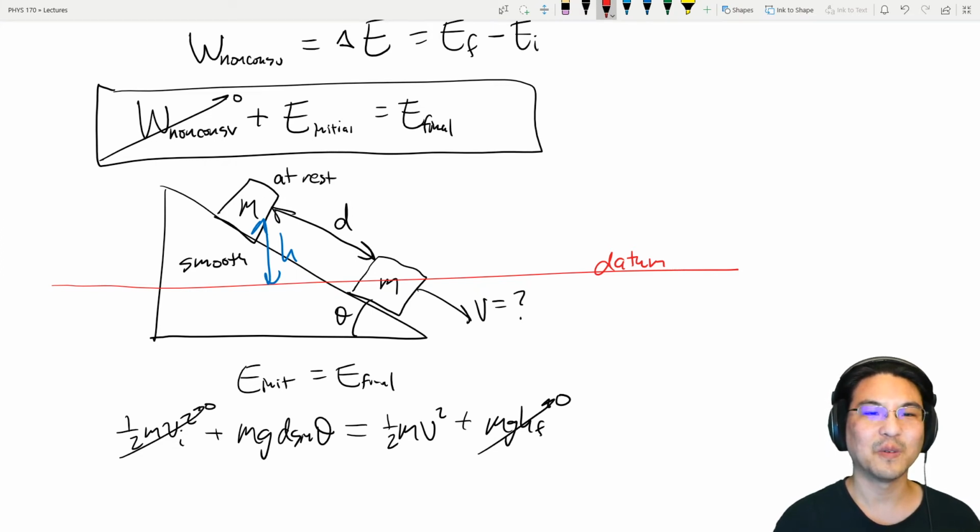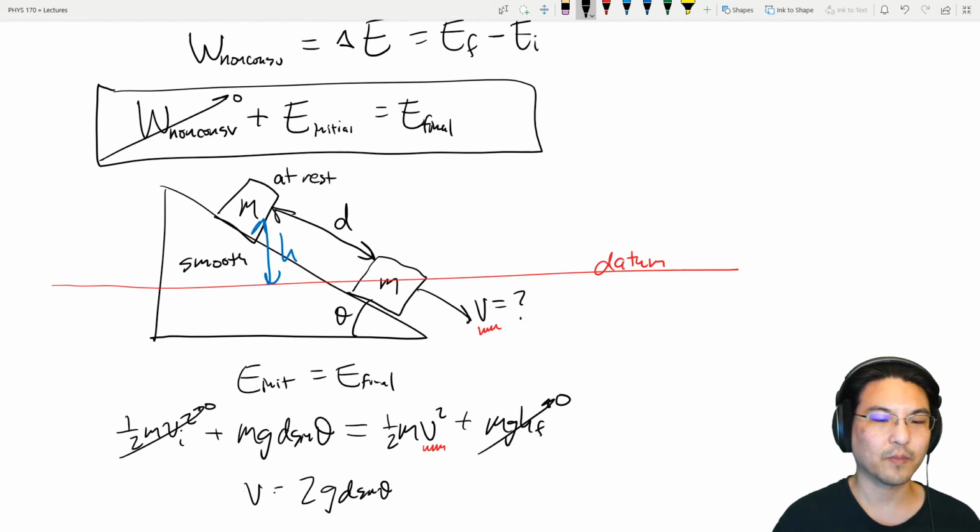If we know this distance, this mass, this angle, the only unknown is the speed here. So we got our one equation, one unknown, solve for the speed. 2g, there we go.